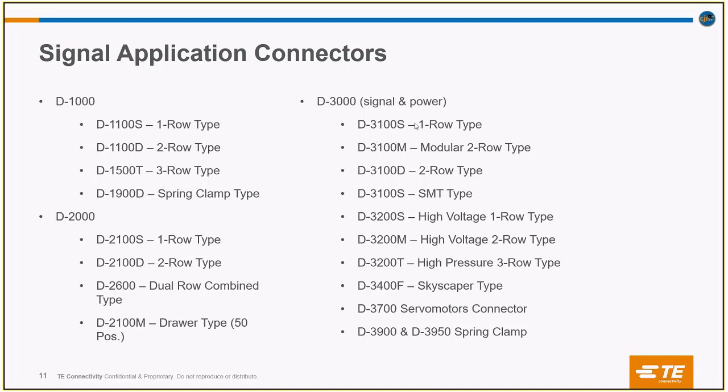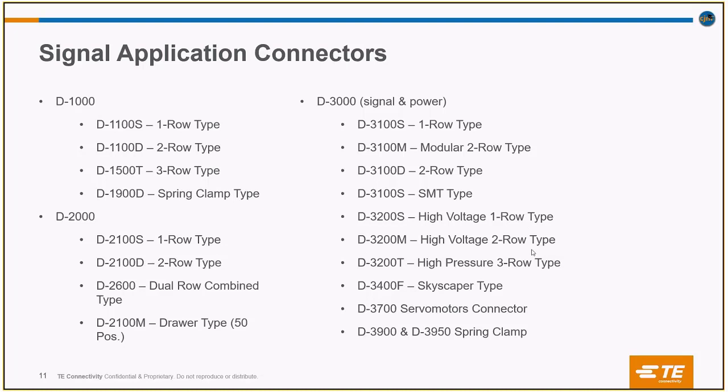Now D3000, if you see here, both signal and power. The D3100S is the single row type. 3100M is the modular 2 row type. We are again going to go into all this, so don't worry about how it looks. 3100D, 2 row types. And then the D3100S is the SMT type. SMT is surface mount type. Then 3200S is high voltage 1 row type.